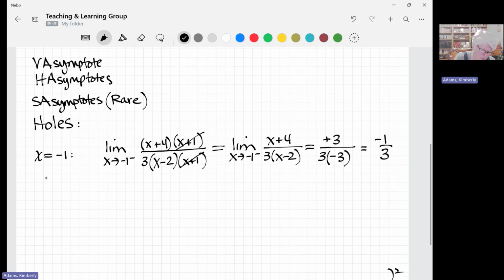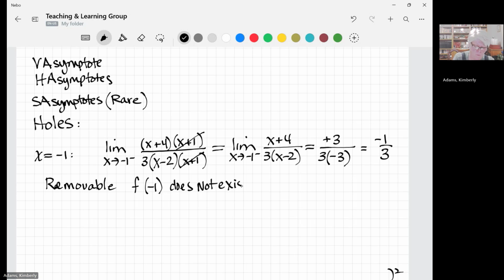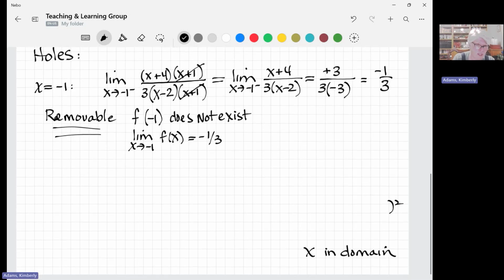So this is removable. The limit exists. The function doesn't exist at that point. Notice f of -1 does not exist. But the limit as x approaches -1 of f of x is equal to -1/3. The function's not continuous, doesn't meet continuity, but this does meet removable. Limit exists, function doesn't.